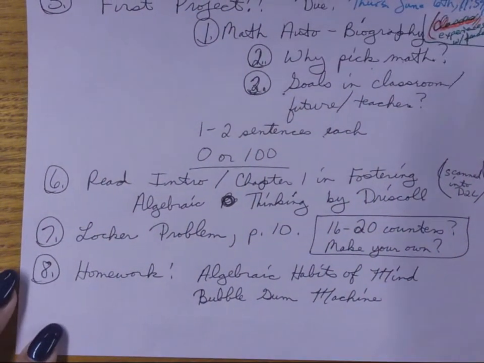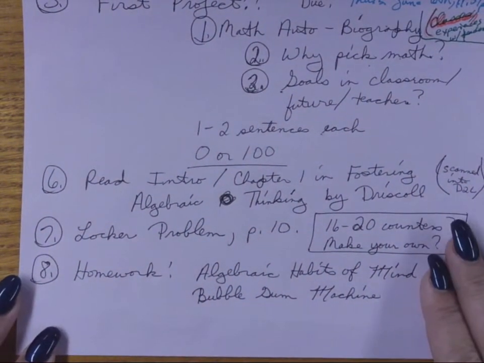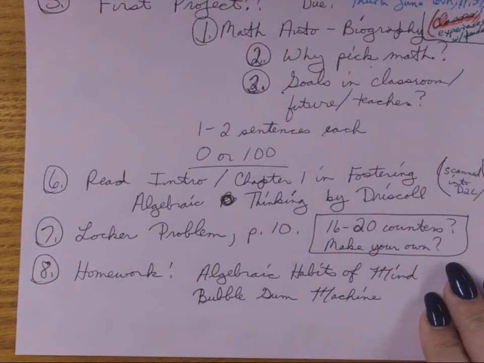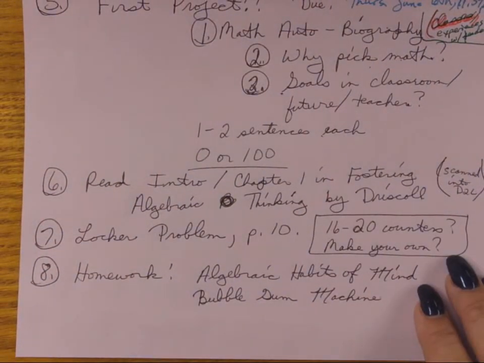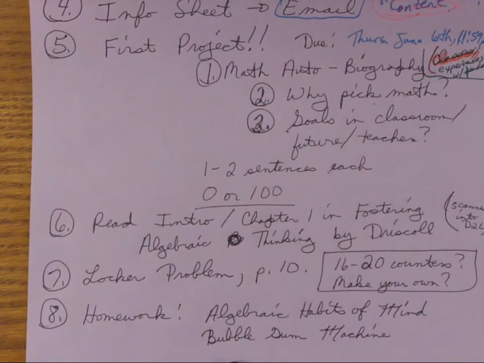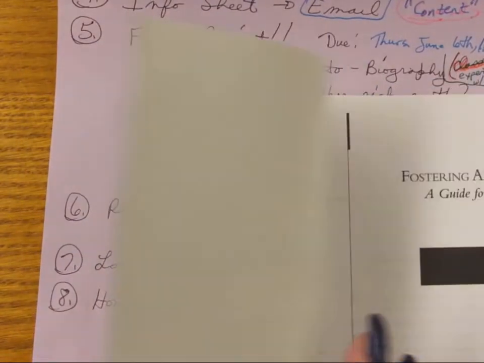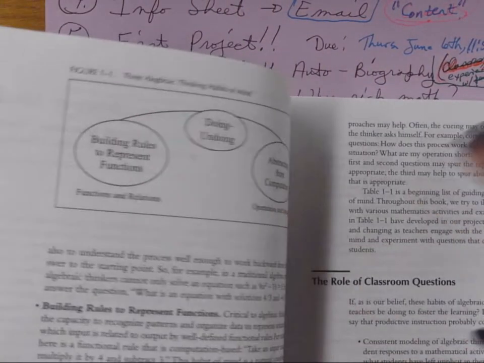And then we're going to have 2 things. So this is the actual math. Yay, math is coming soon. One is the locker problem. That would be your participation grade for today. And I will work on it with you. It is on page 10 of your textbook, if you want to look in there. Yay, page 10.